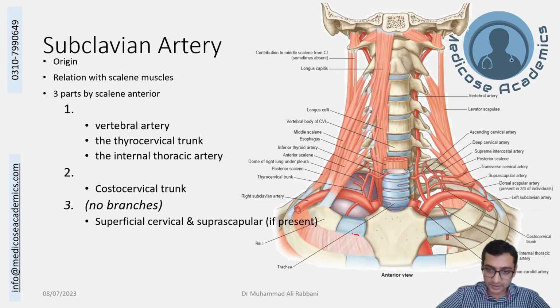This is the first rib. This is the lower margin of the first rib. Just as it crosses the lower margin of the first rib, this is the point where we stop calling it subclavian and start calling it axillary. When we studied the upper limb, we discussed that the axillary artery was starting from the lateral margin of the first rib. That is the same definition that goes to the ending point of the subclavian artery. So it has three parts.